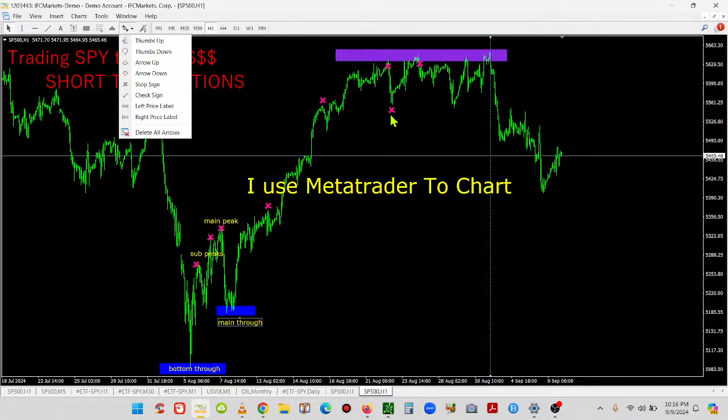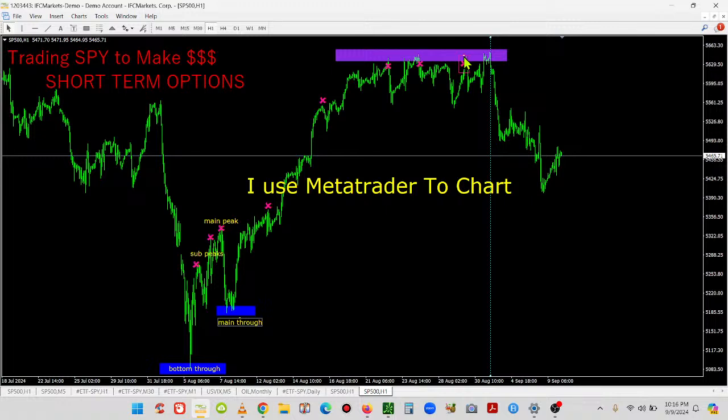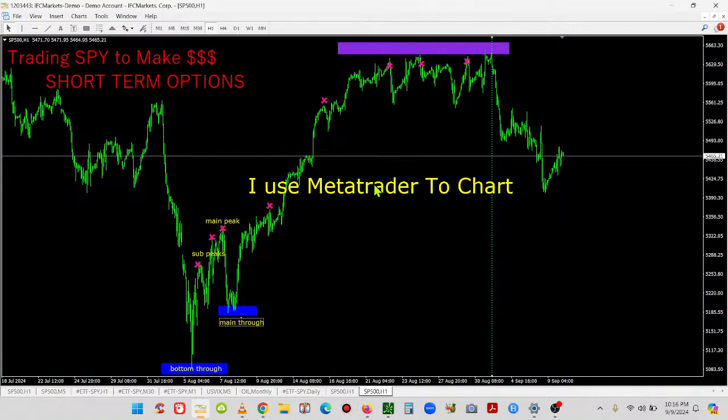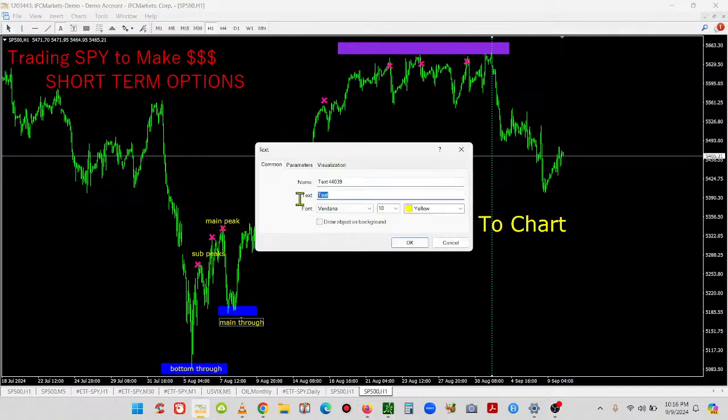Hold on. Okay, we're not done doing the peaks. So the red X's are supposed to be the peaks. And they're not perfectly put where they need to be. But right here, this is our resistance. And down here is where support formed. I am charting using MetaTrader. And then I trade with Thinkorswim.